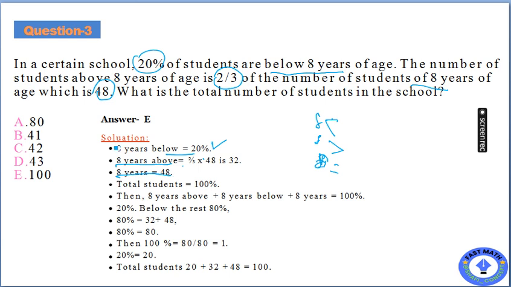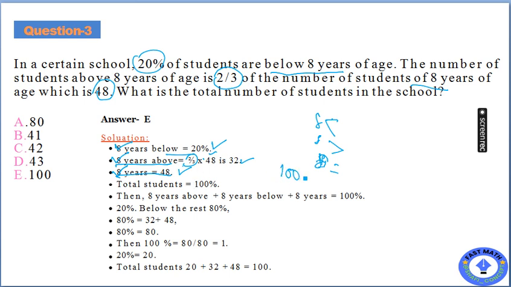There are three phenomena I have told you: eight years below, eight years above, and eight years equivalent to eight years. That means 2/3 of 48 becomes 32. But in the problem given, the eight-year students are 48. That is nothing but a percentage phenomenon.